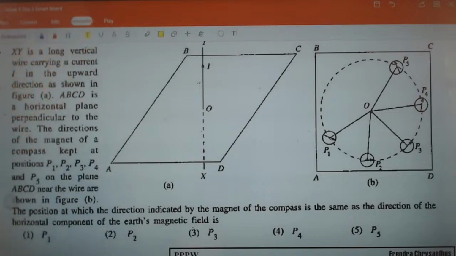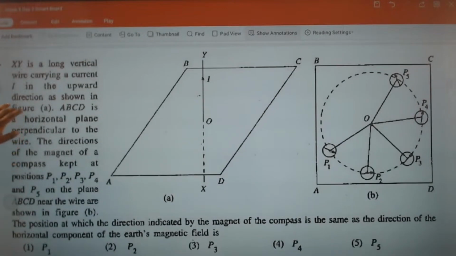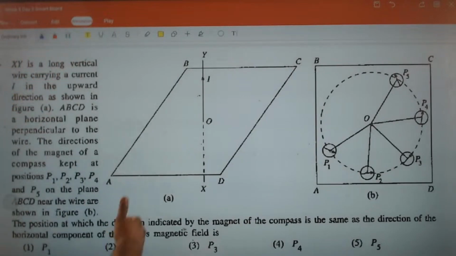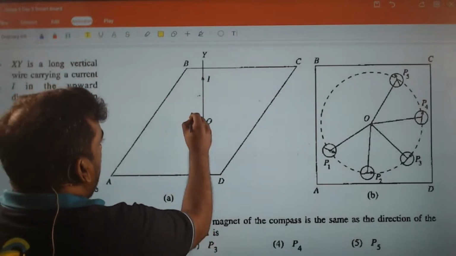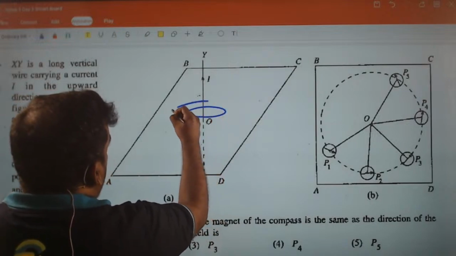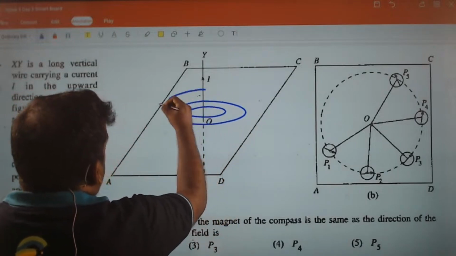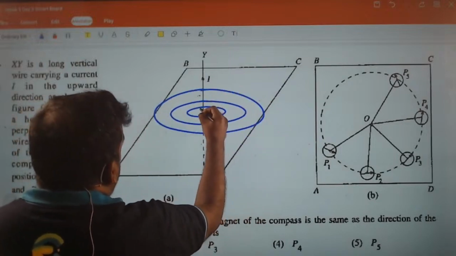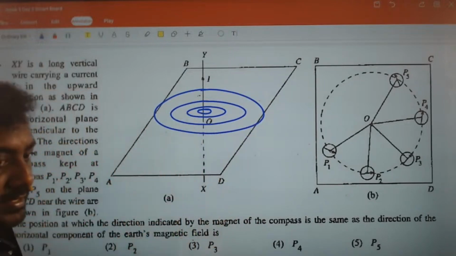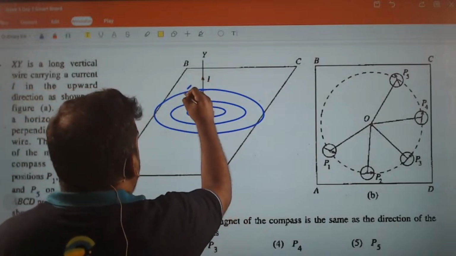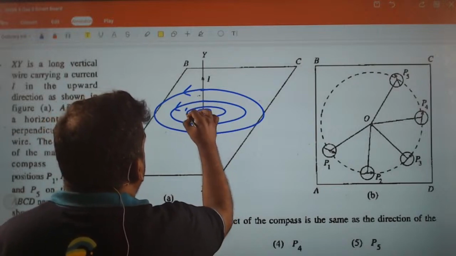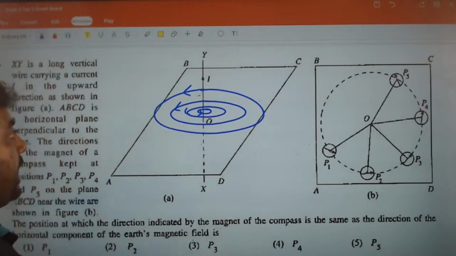XY is a long vertical wire carrying a current I in the upward direction as shown in the figure. Now, if the current is going in that direction, by the right hand rule, magnetic field lines will be in concentric circles. Little by little, the gaps will also increase. Here the gaps are closer, showing increased intensity. Here the magnetic field lines are going in the anti-clockwise direction, right?